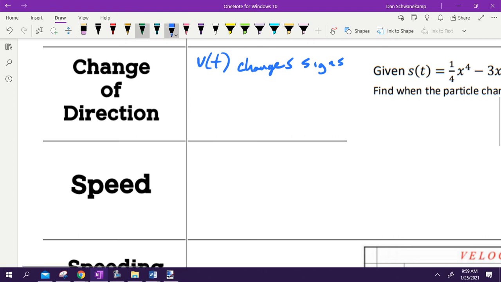That's important. Okay. Technically, you could talk about position, S of t. I've seen this maybe once or twice ever on an AP exam. What would have to happen with a position graph for you to change signs? Talk with your neighbor. What would happen on a position graph for you to change direction? What do we think? What would happen on that position graph for you to change directions?